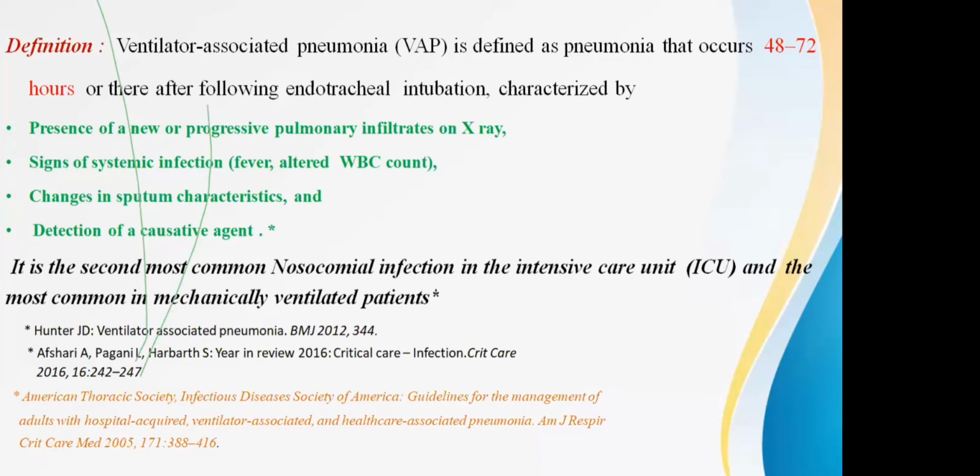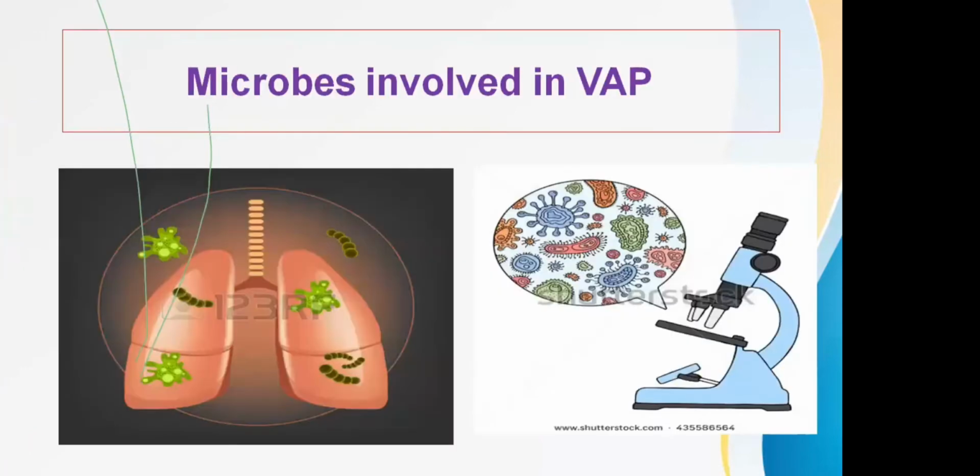We can further go into the details of pneumonia 1, pneumonia 2, pneumonia 3, but that will jumble up the thing. I think in this talk, I would like to focus mainly on VAP, what the surveillance is, how it is done, and what the commonest organisms involved in it are. Yes, it is the second most common healthcare associated infection, especially in the intensive care units, and the most common in mechanically ventilated patients.